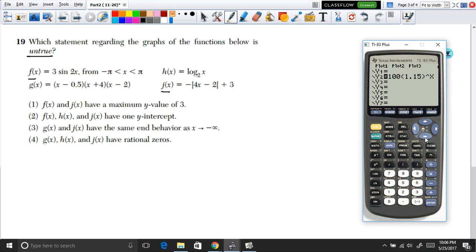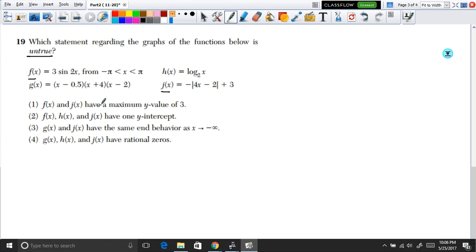Let's see if the calculator is working now. So we have 3 sine of 2x. I really do not know why it's not graphing correctly here. I'm assuming it has to do with the window, but I'm not even going to bother. But you will see that if you graph f of x and g of x, they will have a maximum of positive 3. So this is a true statement. All you have to do to convince yourself is graph it. Sorry that the calculator is not graphing correctly right now.